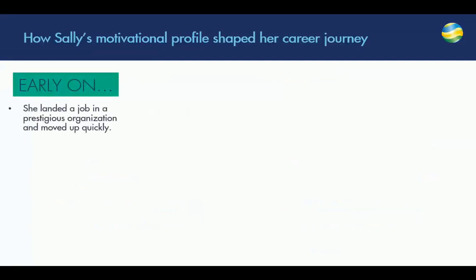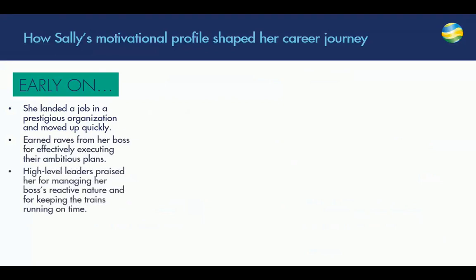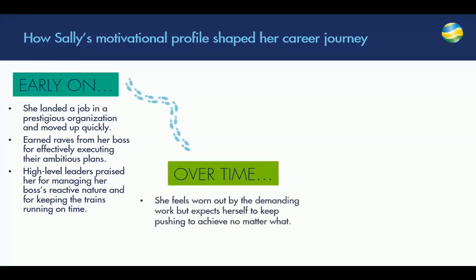So when she first started her job, she was pumped that she had started at this prestigious organization, and she also moved up very quickly early on. It felt great. She was earning raves from her boss for effectively executing their plans. She was also getting praise from other high-level leaders for how she was managing her boss and keeping things running and going, right? So early on, her gaining stature needs were being met, her excelling was being met, and it felt great.